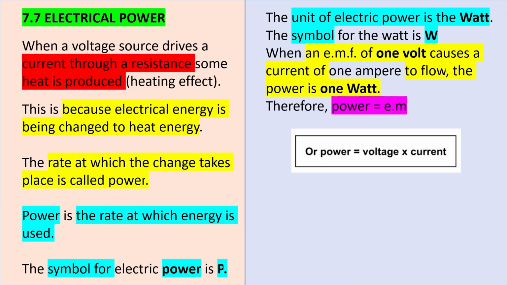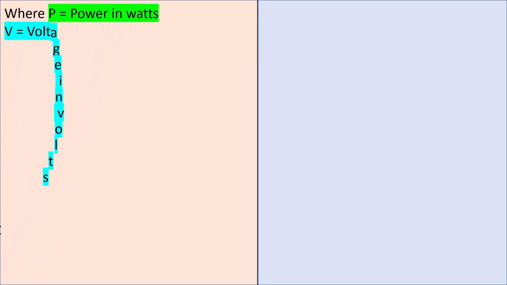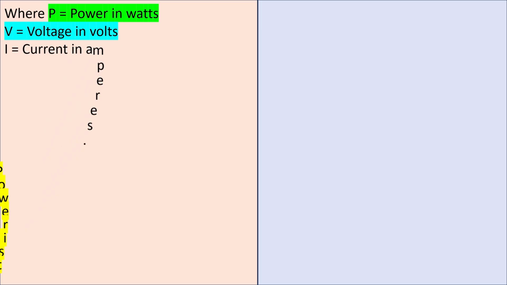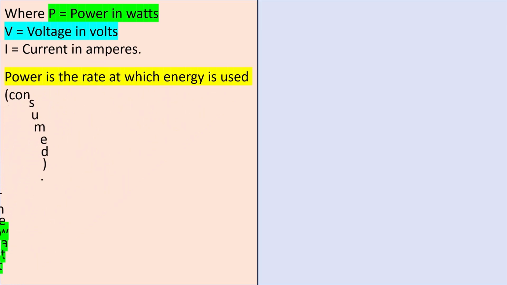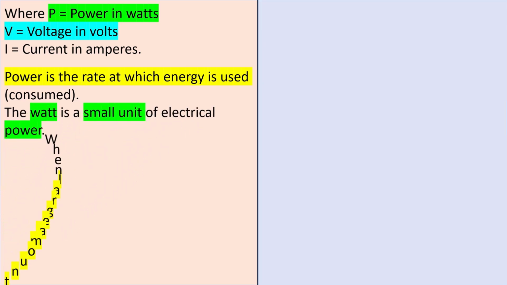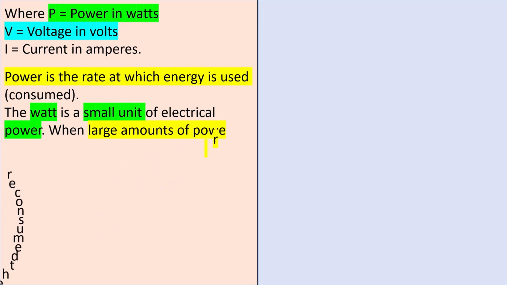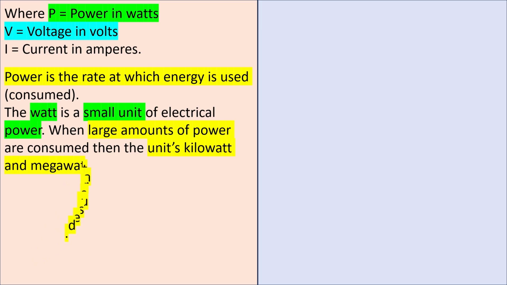Therefore, power is equal to EMF times current, or power is equal to voltage times current. In symbols, P is equal to V times I, where P is the power in watts, V is the voltage in volts, and I is the current in amperes. Power is the rate at which energy is used or consumed. The watt is a small unit of electrical power. When large amounts of power are consumed, then the units kilowatt and megawatt are used.